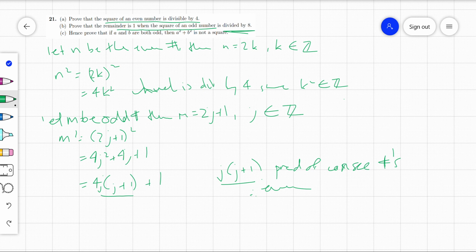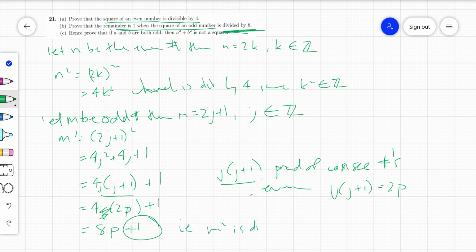So we could change it to be equal to something like, let's say, 2p. It's showing it's even, and if we put that in, you can see now we've got 8p plus 1. So when it's divided by 8, we get a plus 1, we get a remainder of 1. So that proves there is a remainder of 1 when the square of an odd number is divided by 8. Therefore, when m squared is divided by 8, we get a remainder of 1.